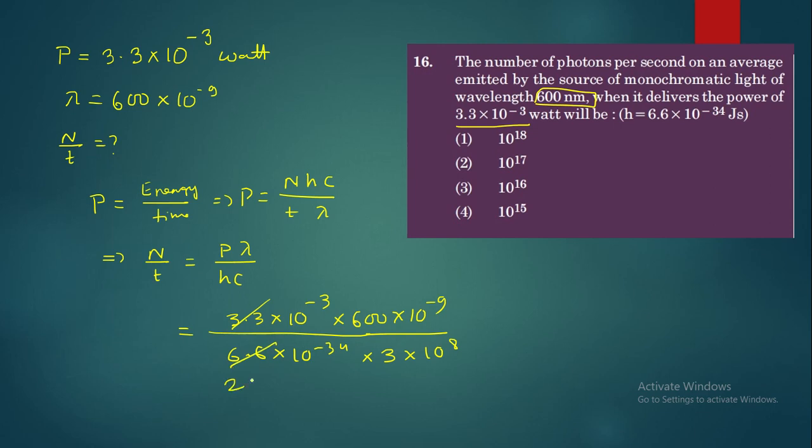Let me do the calculation. This is 2, so this will be equal to 2 into 3 is 6, 10 power minus 24, 26. Then this will be equal to 10 power minus 12 into 600.